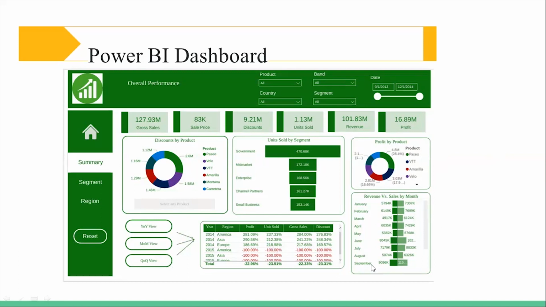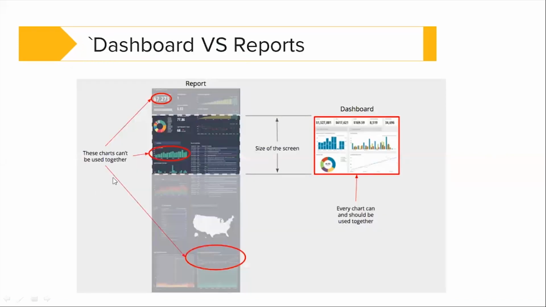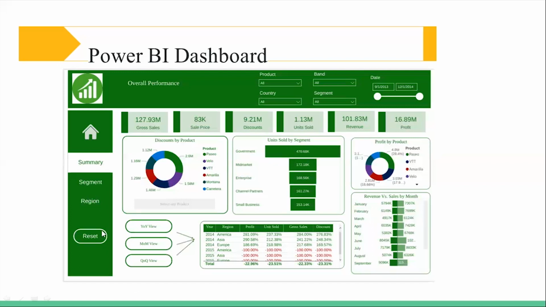As you select, it will change. Then there is revenue versus sales by month. Then you have a summary table, a segment table. Sorry, this is a region table. So you can reset it again to the normal one. So this is a combination of a Power BI dashboard.